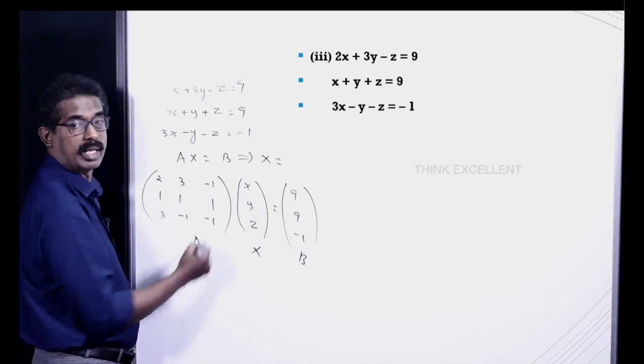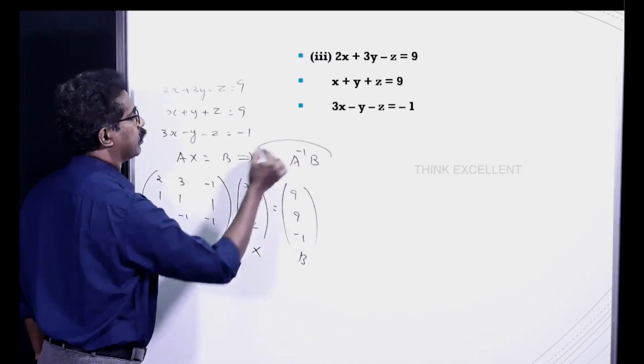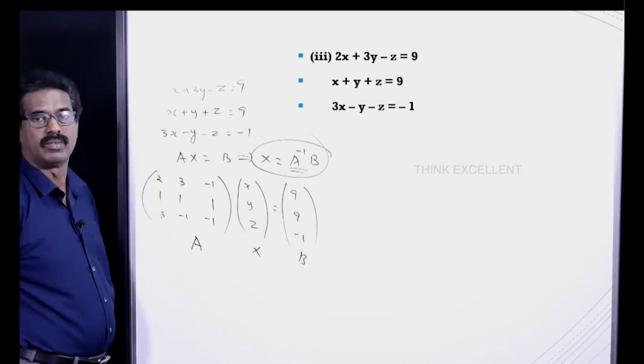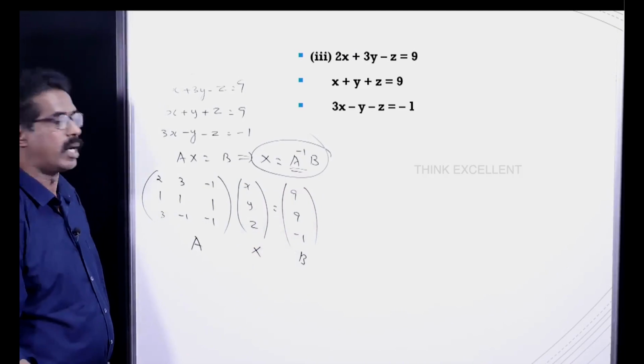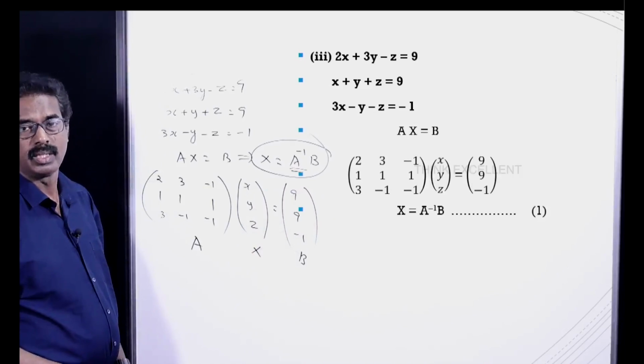X is equal to, what's the formula? X is equal to A inverse into B. This is what you need. B we already know. So the only thing you need is A inverse. So what's the formula for A inverse? 1 by determinant A into adjoint A.